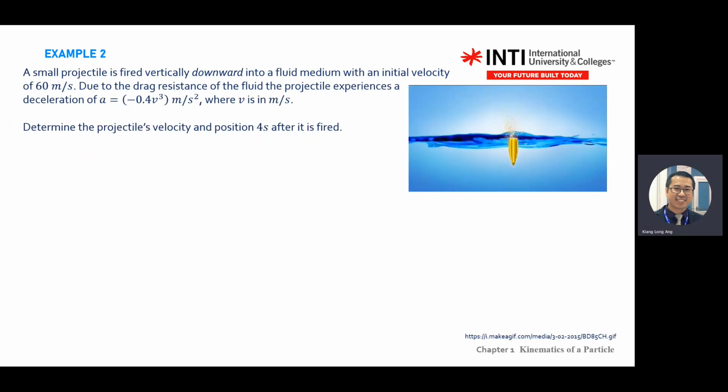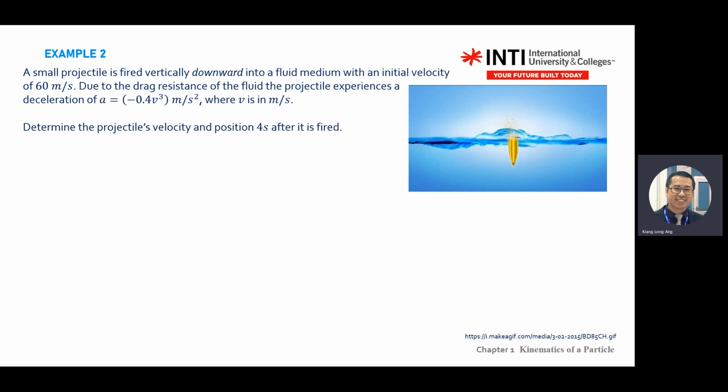Okay, let's look at the second application. Let's say you have a ballistics test. This one is in your tutorial question 17. You have a bullet that you shoot down, right? You shoot down in the water.